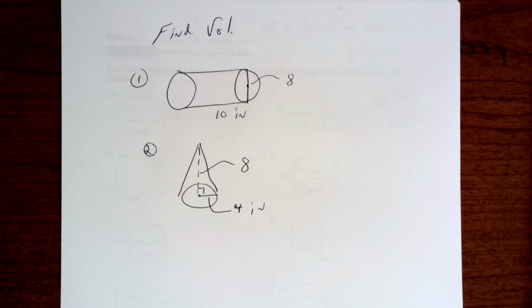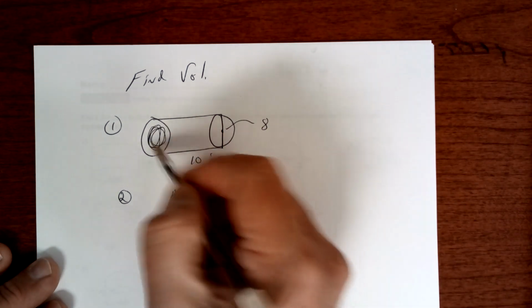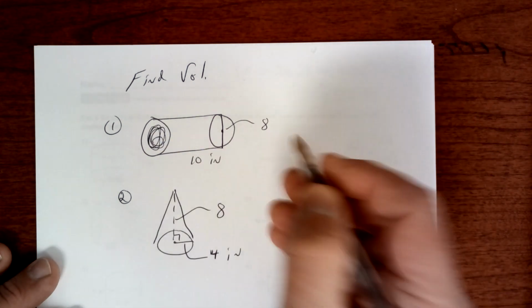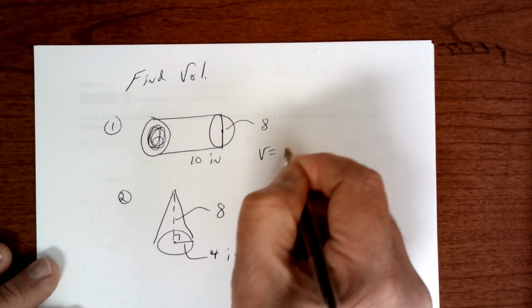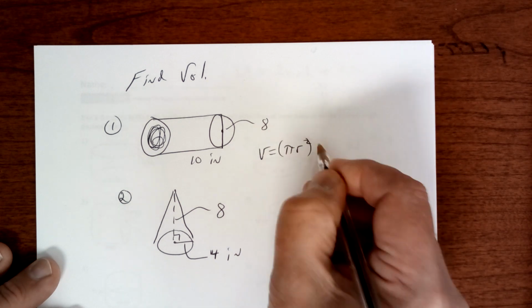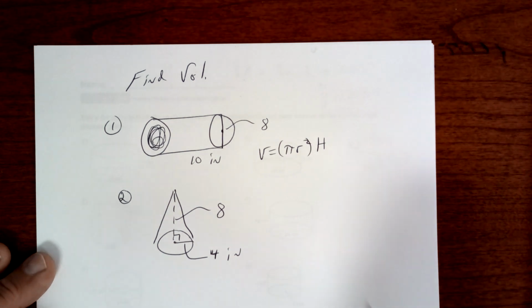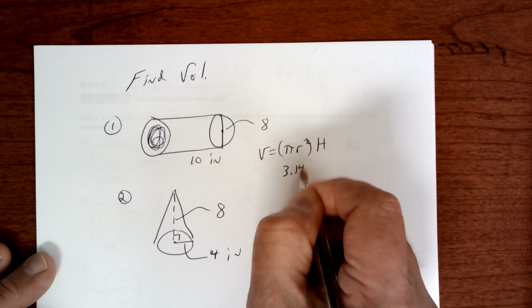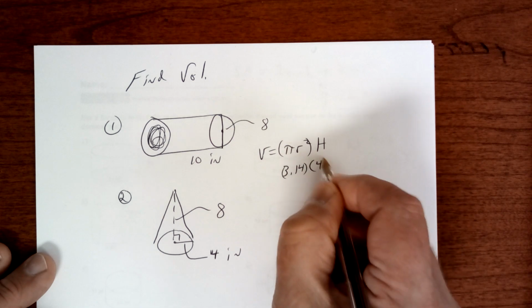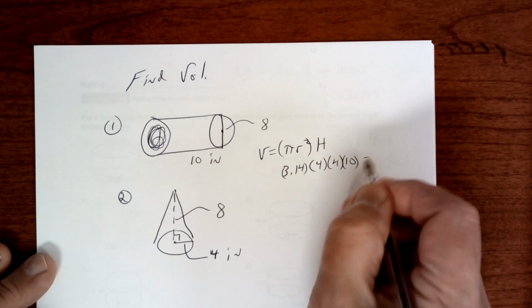Let's take a look. We're going to find the volume of this cylinder. So it's going to be a circle times the height. So it's going to be volume equals pi radius squared, which is a circle, times the height. So it's going to be 3.14 times the radius times the height. And you got to multiply that out.